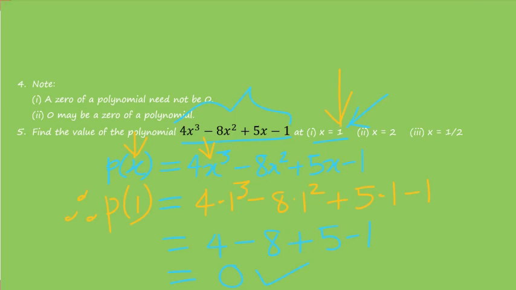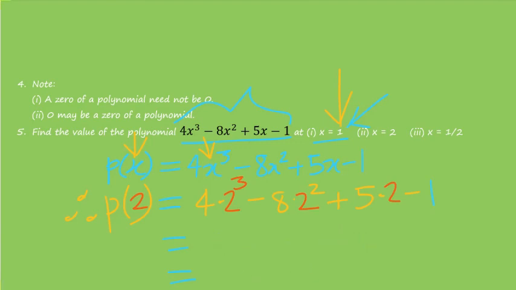Similarly for 2, all you need to do is replace this 1 and put the value 2. It was x cube, so it should be 2 cube. So this is 2 square, this is 2, and this was already 1. Excess we have removed, and then obviously your next line will change.